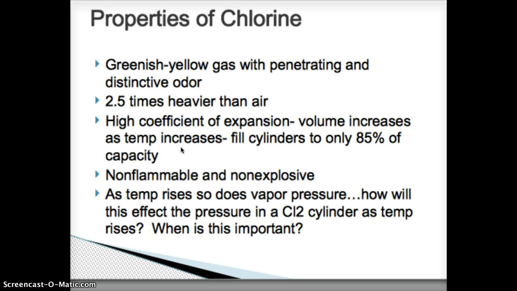Okay, the properties of chlorine. Chlorine is a greenish-yellow gas with a penetrating and distinctive odor. It's 2.5 times heavier than air, which adds to some of its safety issues. We'll talk about that in our safety lesson as well. It has a high coefficient of expansion, meaning that its volume increases as temperature increases. So cylinders are typically filled to only 85% of capacity. It is non-flammable and non-explosive.